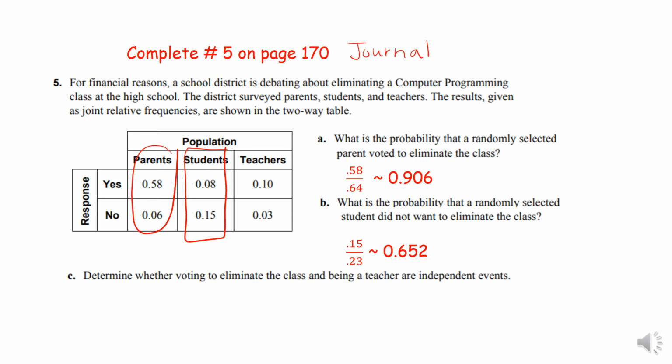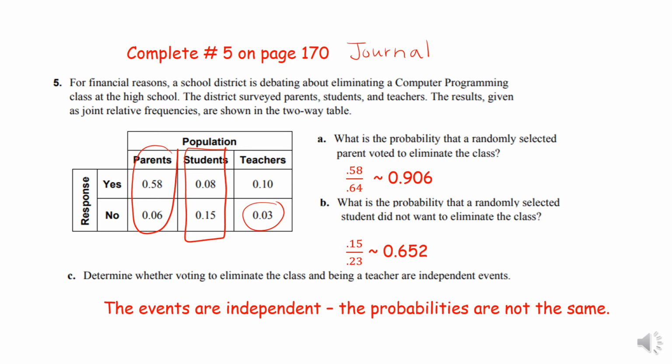And then it says determine whether voting to eliminate the class and being a teacher are independent events. So that's kind of silly because they are definitely independent, because just being a teacher would not force you to vote to eliminate, because very few of the teachers did. So the events are independent, the probabilities are not the same, because the probability of being a teacher was not the same. Okay, so there you go.